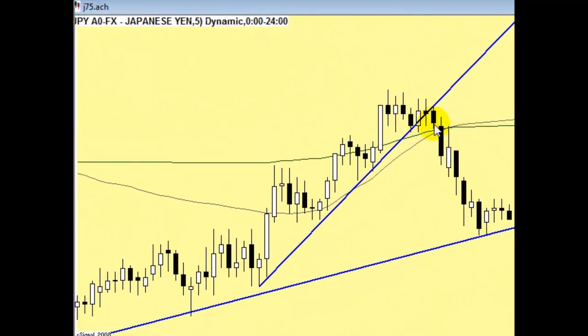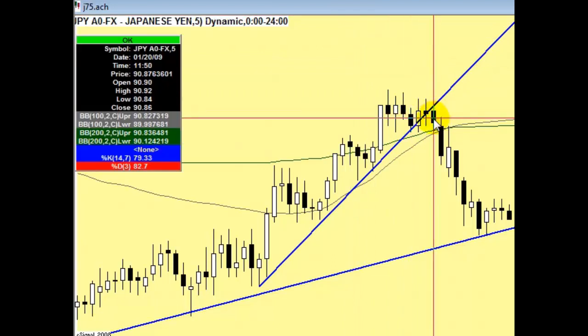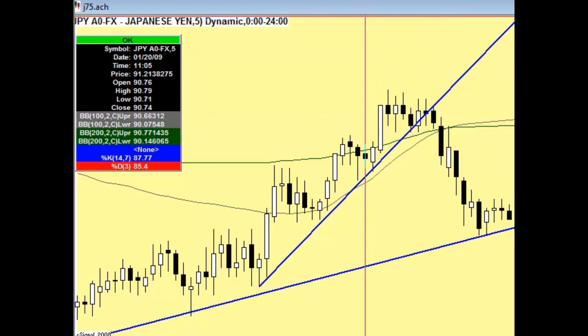There's our close beneath the trend line. You see that? There's the trend line going up. That candle there pierced it but didn't close beneath it. That one pierced it but closed right on it, and this one was the first one that closed beneath it, and we then immediately enter the trade on that close. And I can actually tell you exactly what price that close was. It was 90.86.